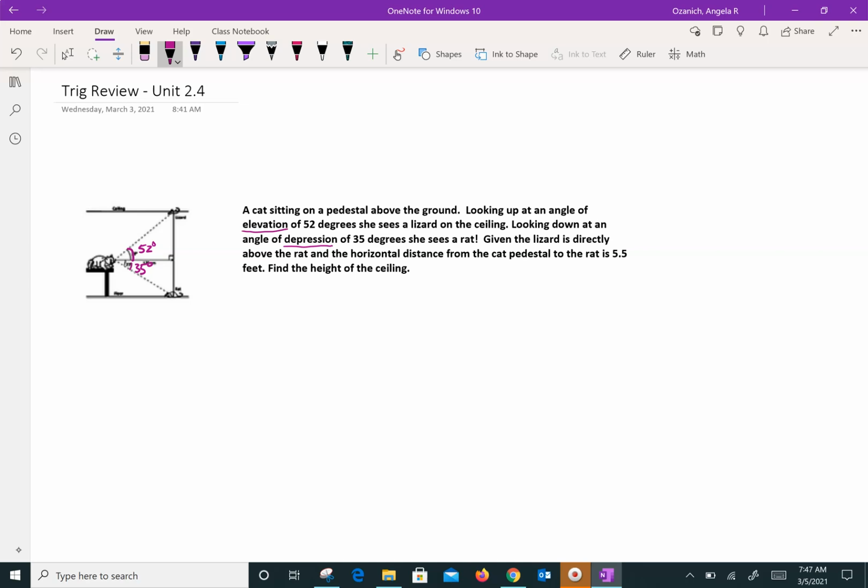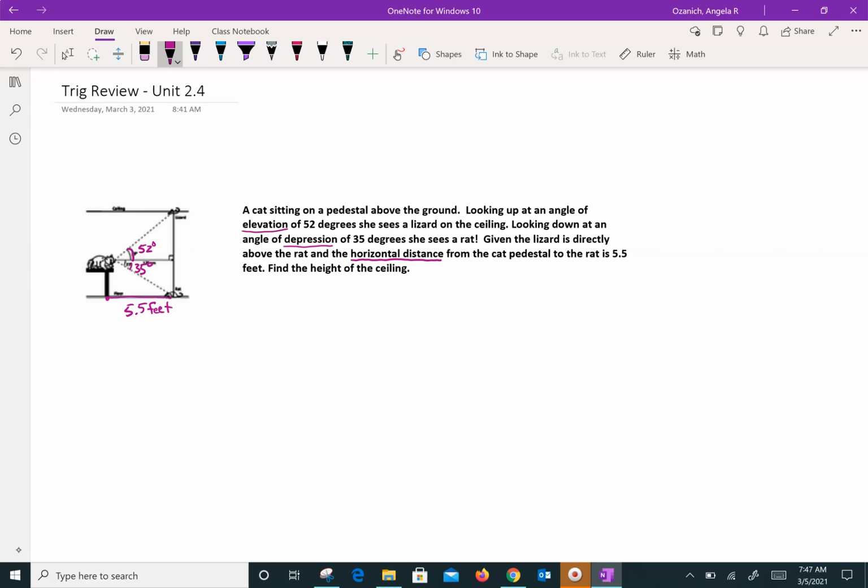Given the lizard is directly above the rat, kind of as you see in the diagram, and the horizontal distance. Now, a lot of problems talk about the horizontal distance. So that means the distance from the base of the pedestal to the rat is 5.5 feet. That does not mean that from the eyesight of the cat to the rat, it's 5.5 feet. It means the horizontal distance. And so we're supposed to find the height of the ceiling given all this information.